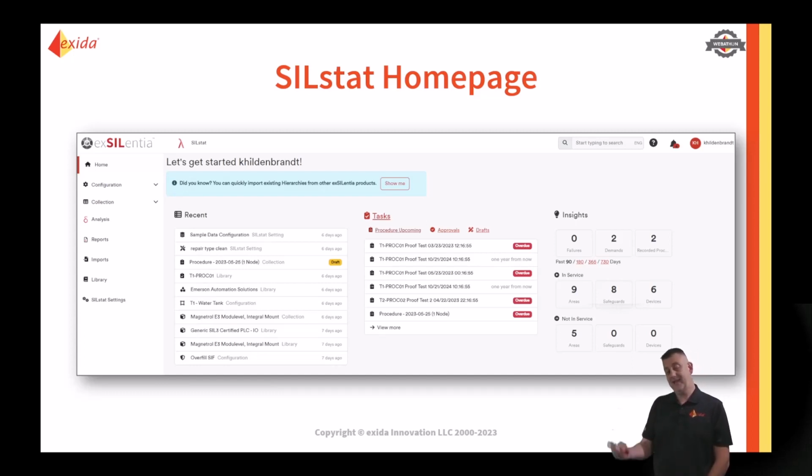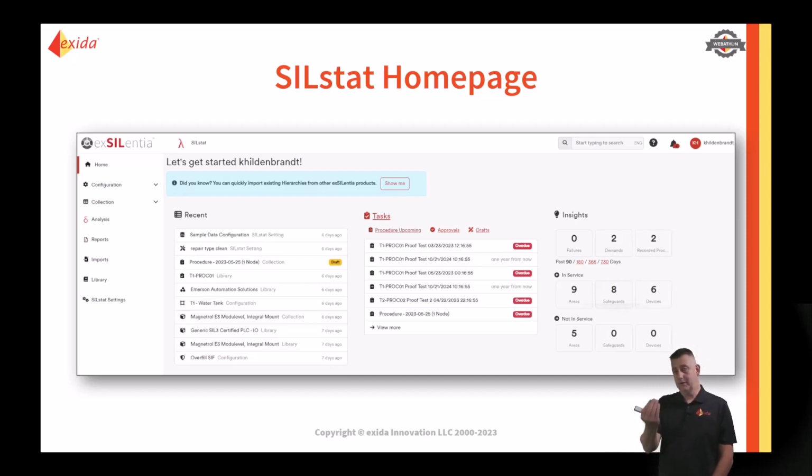Then there is a list of tasks. Those could be specific tasks that are assigned to me, for example, to perform a proof test or to perform a replace event. These could also be approval tasks that are assigned to me. So maybe a failure was detected in the field and the instrument tech recorded that information, and now I need to review it and make sure that the failure classification was done correctly. So there may be an approval task assigned to me and so on.